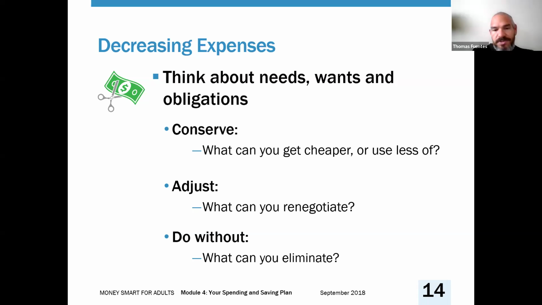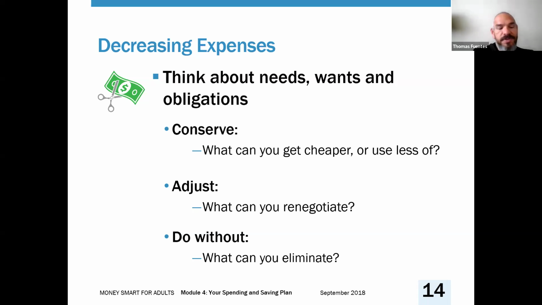And then the obligations. Consider the things that we owe in the form of debts, right? Borrowed money. I owe money on my mortgage, on my credit card, on my car loan, things like that. So you can think about three strategies: conserve, adjust, do without.